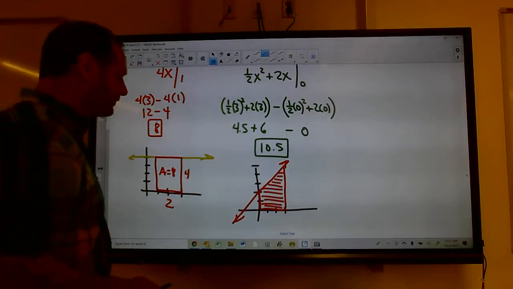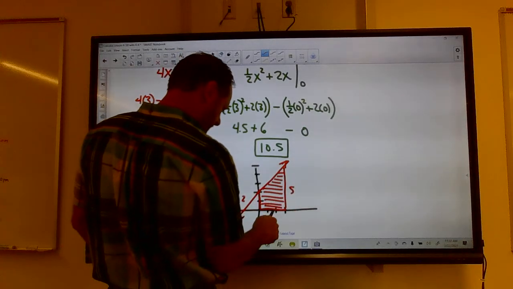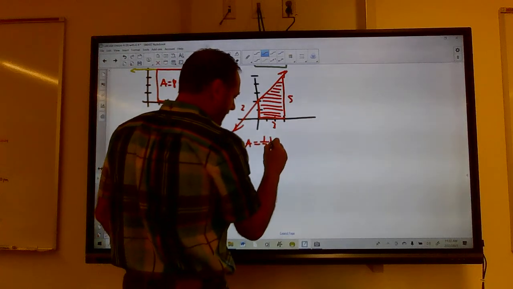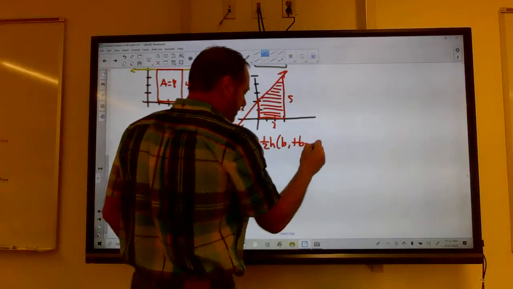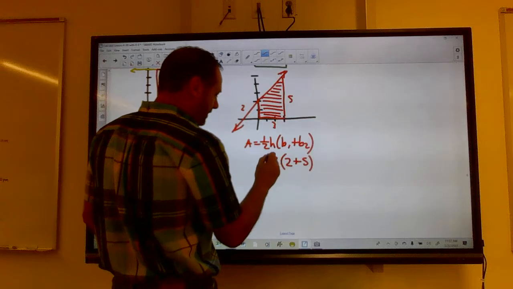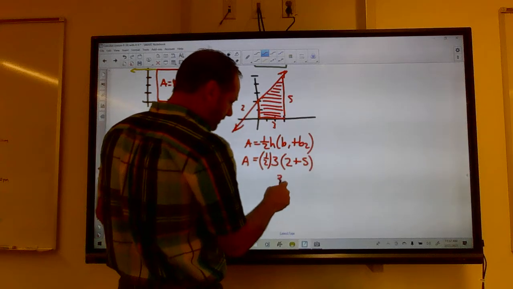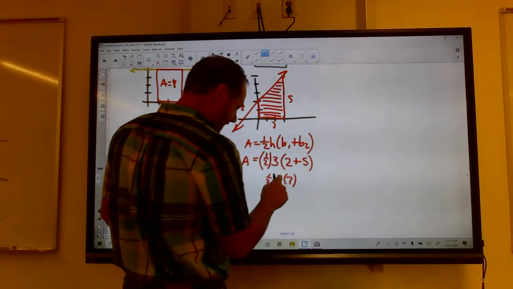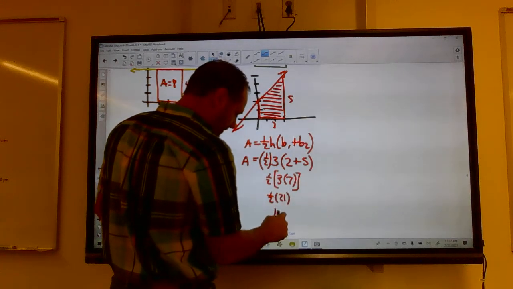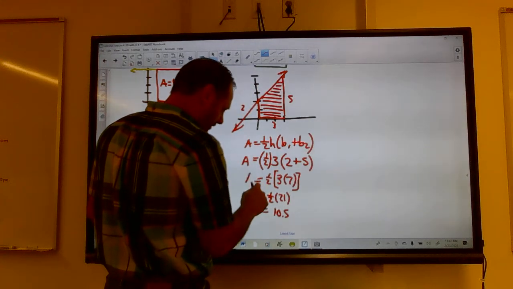That's a trapezoid. It's got a base here of 2 and a base here of 5, and it's got a height of 3. Well, if I think back to my formulas, the area of a trapezoid is 1/2 the height times base 1 plus base 2. Okay, so base 1 is 2 and base 2 is 5, and the height is 3, and I want half of that. So this would be 3 times 7, and I want half of that, and that's 21. Half of 21 happens to be 10.5. Look at that. The area matches my integral.